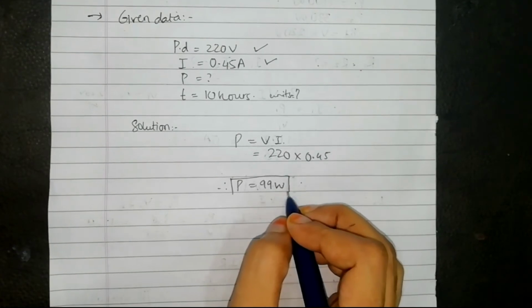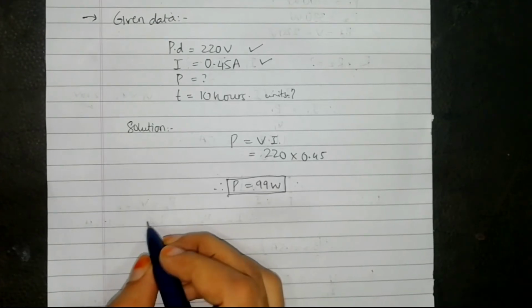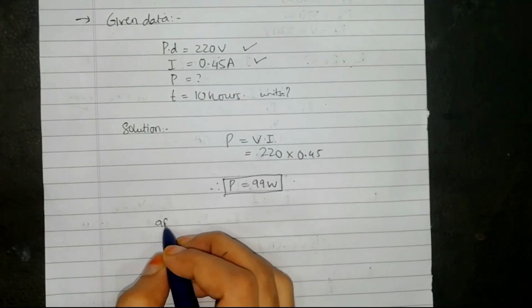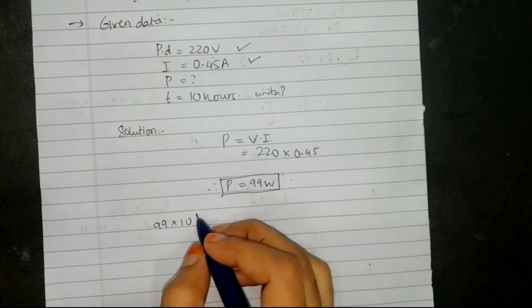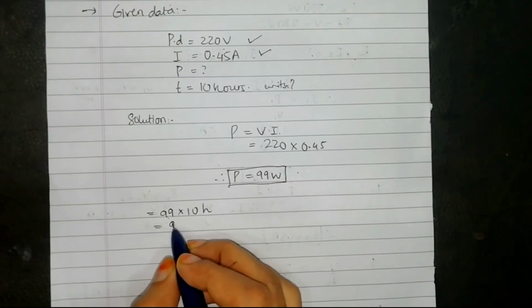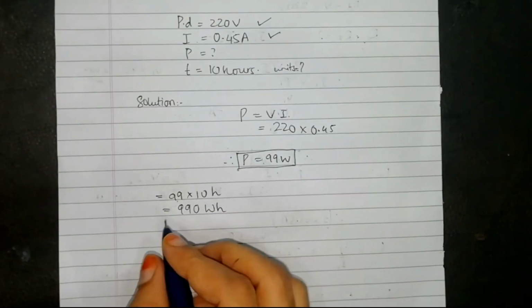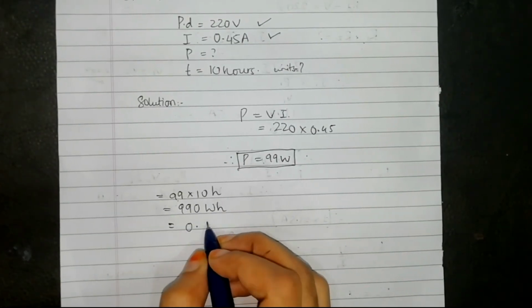Now we need to find if the bulb is kept on for 10 hours, how many units of electricity will be consumed. For this, all you need to do is multiply 99 by 10. So 99 into 10 hours gives you 990, and this can be written as 0.99.